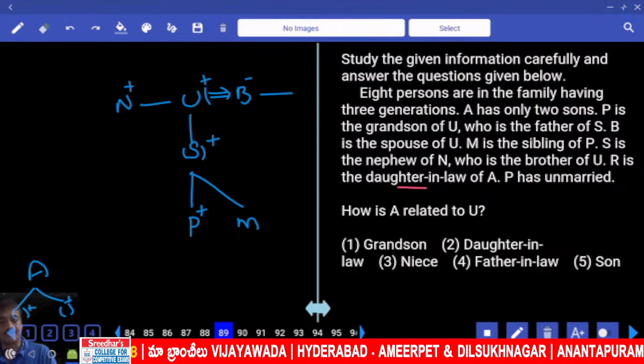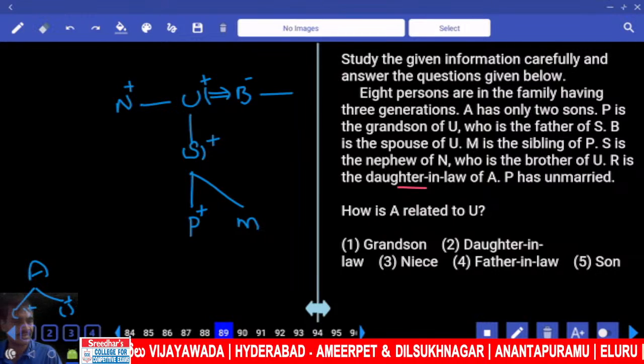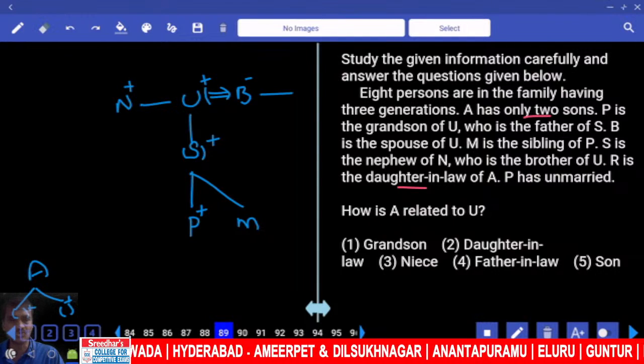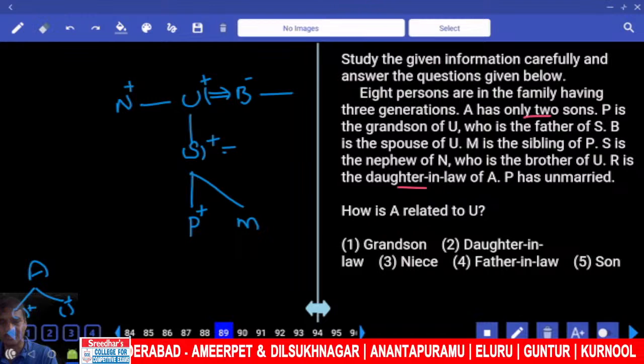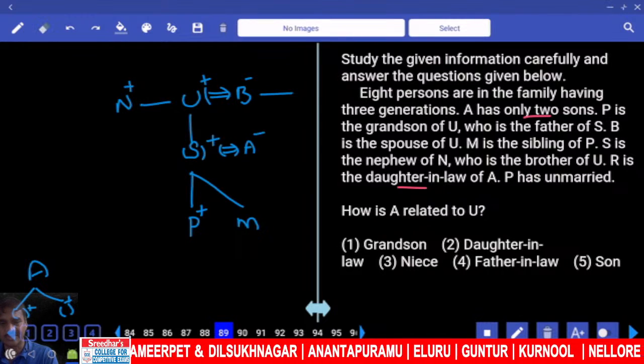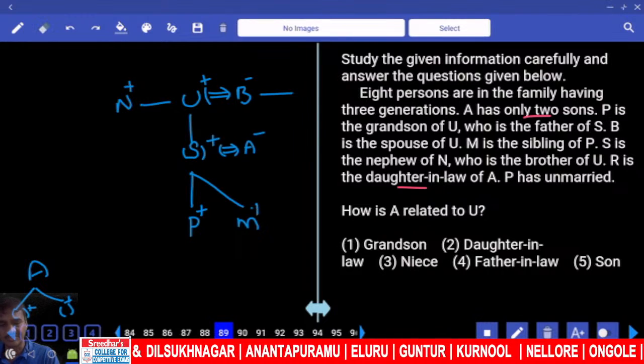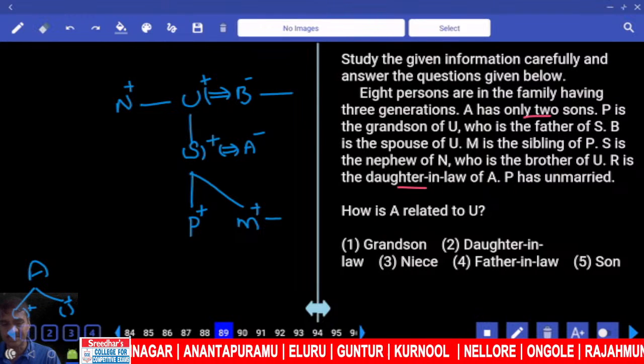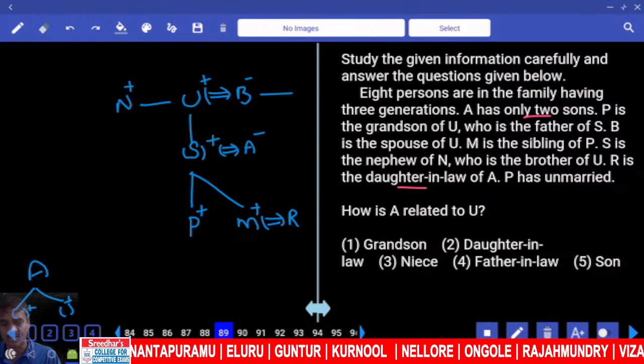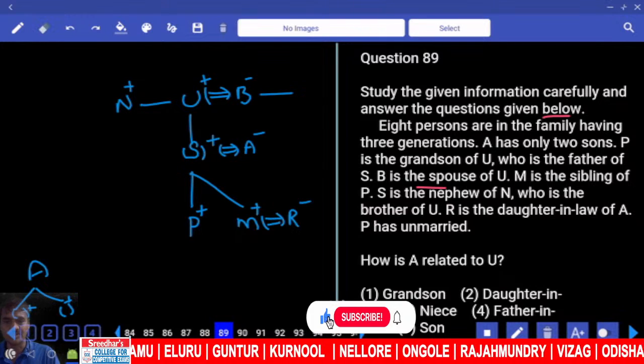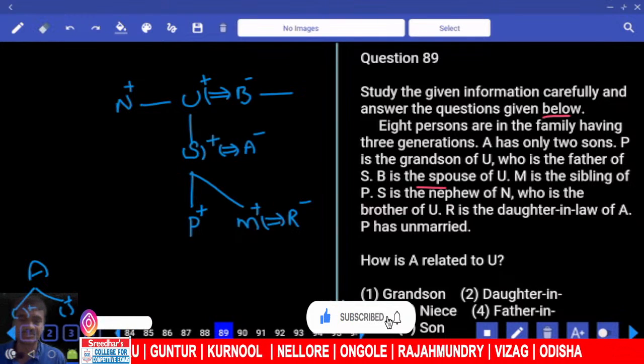R is the daughter-in-law of A. Daughter-in-law of A means, and P is unmarried. A has only 2 sons. S and A are married to each other. Now this A is having only 2 sons. P is unmarried. Then R is married to whom? R must be at this point. R is a female. 3, 5 plus 3, 8 persons.